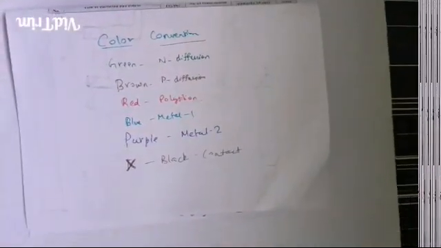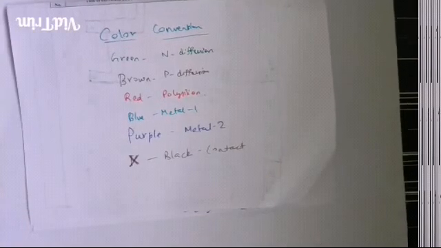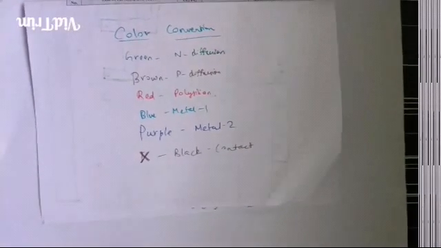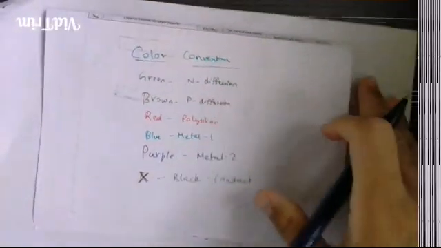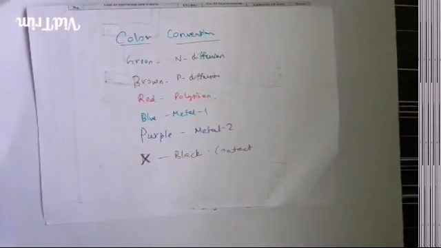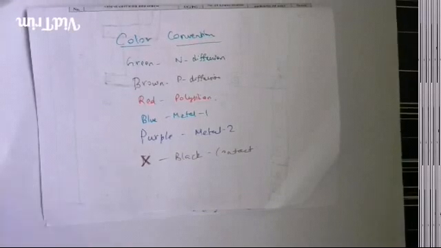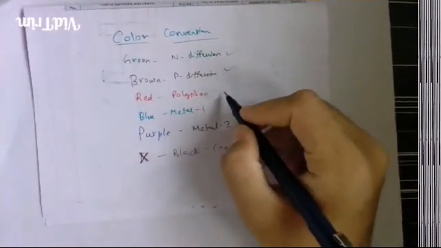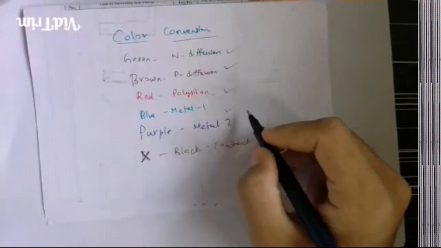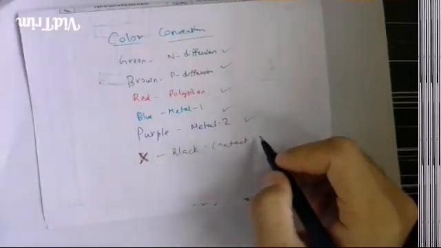Now before we proceed with the layout, these are some color conventions which have to be followed while making the layout. This color convention I have taken from one of the videos of one professor whose link is present in the description below. Green for the N diffusion, brown for the P diffusion, red for the polysilicon, blue for the metal 1, purple for the metal 2, and black for the contact. So I'm going to start making the layout.